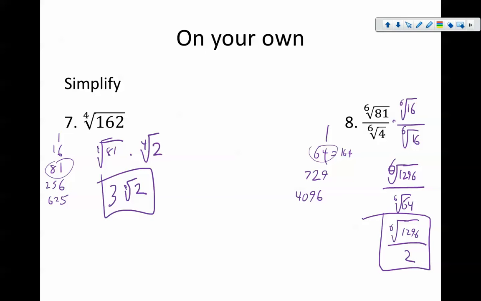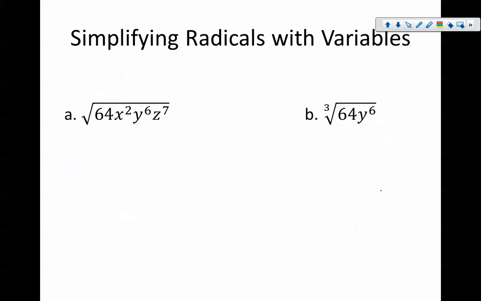Again, those ones are pretty complicated there, but if you've got questions, please let me know. We'll get some extra practice in. But let's go ahead and look at the last topic for this lesson, which is simplifying radicals with variables involved.